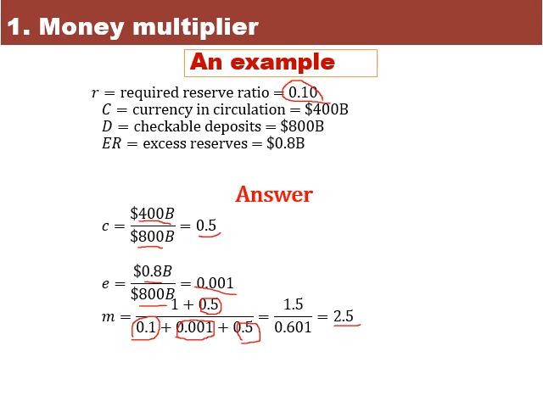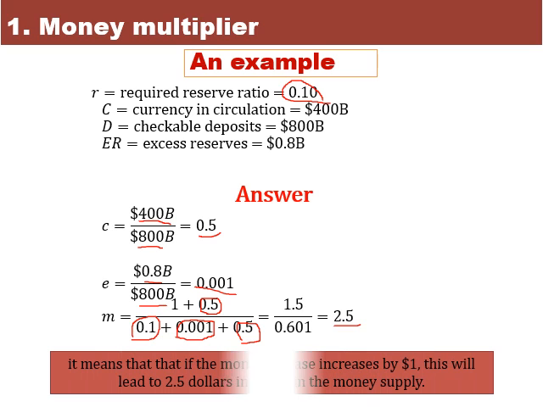Now, what is the meaning of this value? It means that if the monetary base increases by $1, this will lead to a $2.5 increase in the money supply.